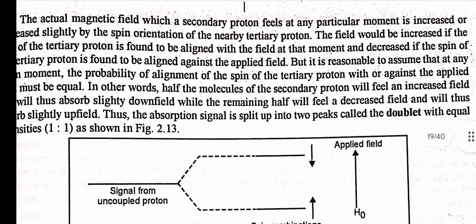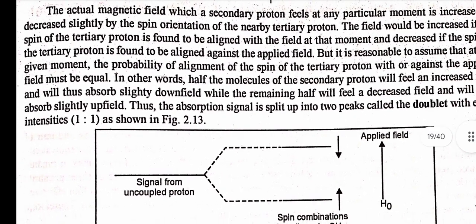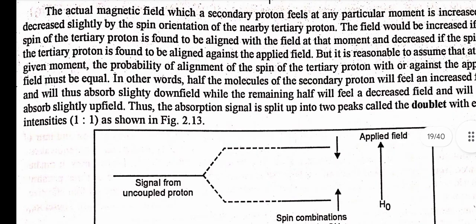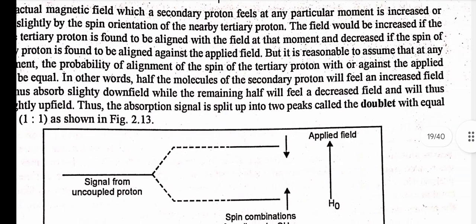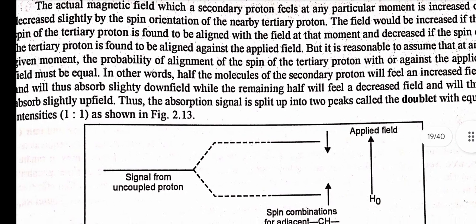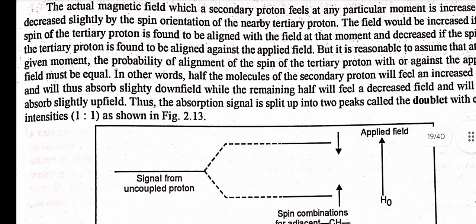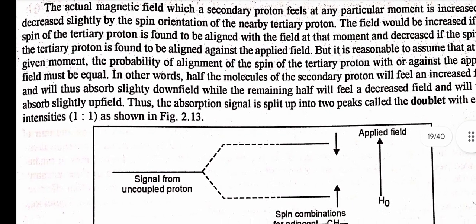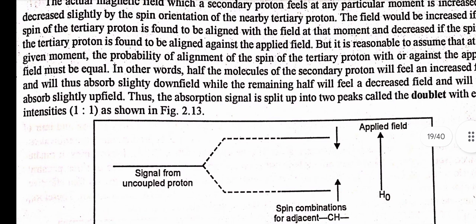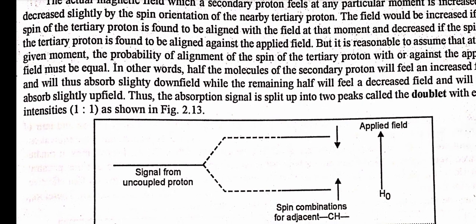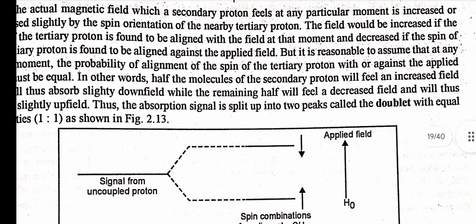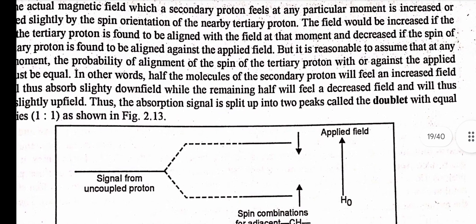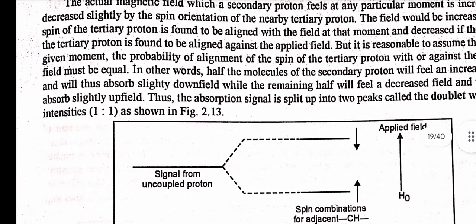The field would be increased if the spin of the tertiary proton is found to be aligned with the field at the moment, and decreased if the spin of the tertiary proton is found to be aligned against the applied field. But it is reasonable to assume that at a given moment the probability of alignment of the spin of the tertiary proton with or against the applied field must be equal.